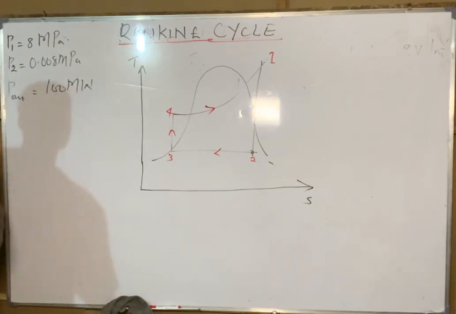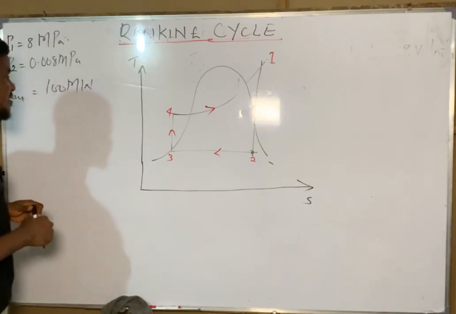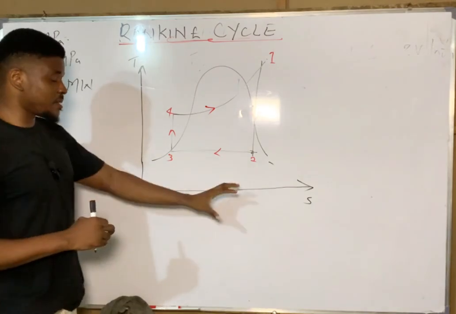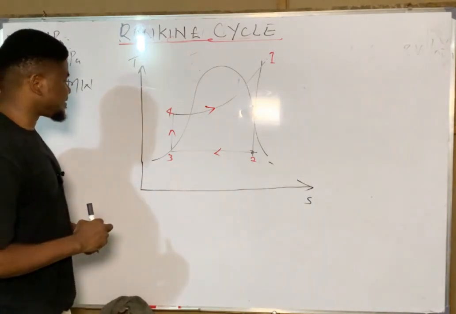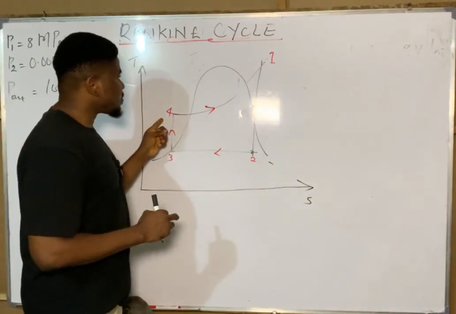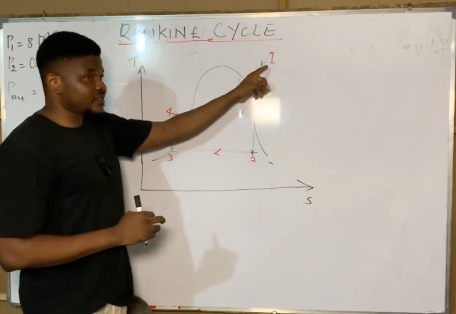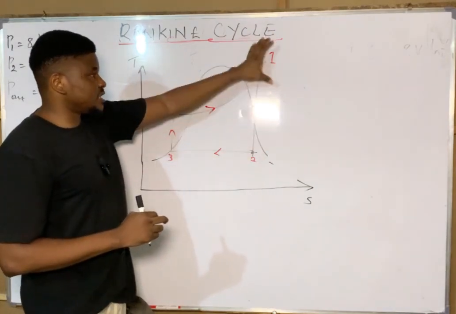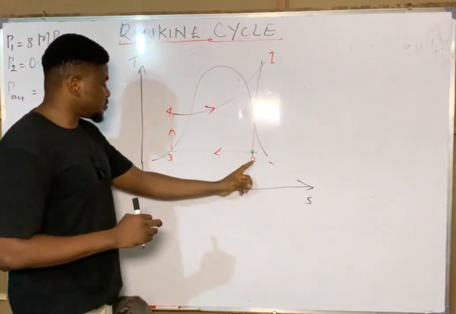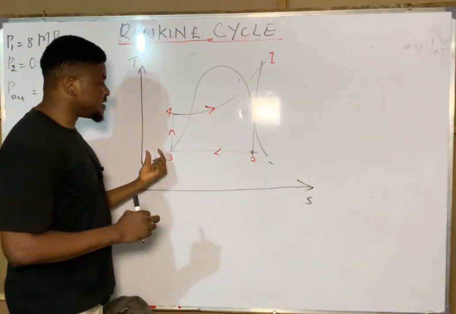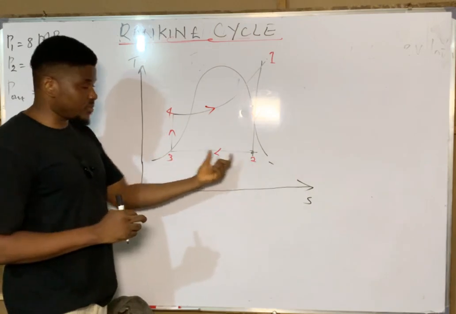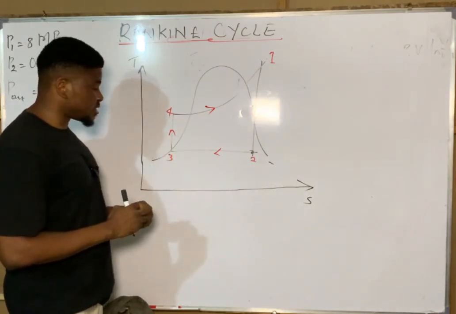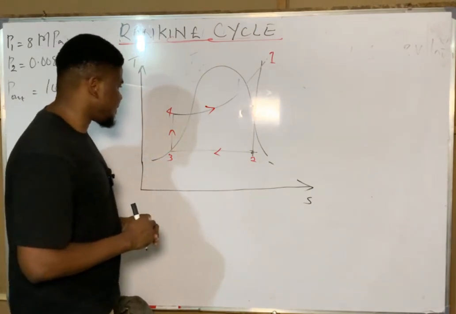Okay, so before we come back to these parameters, let's describe the whole thing in the TS diagram. So this is the TS diagram that represents the Rankine cycle. From state 4 to state 1 is the heat addition process. From state 1 to state 2 is the work output from the turbine. From state 2 to state 3 is the heat removal process in the condenser. From state 3 to state 4 is the pump process where work is being done on the system.